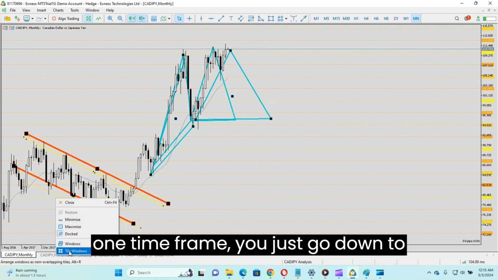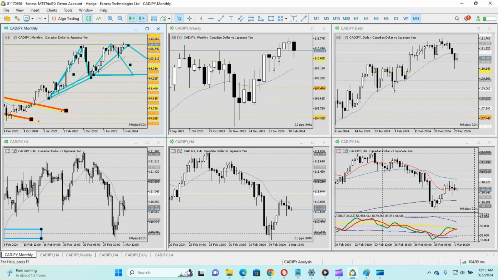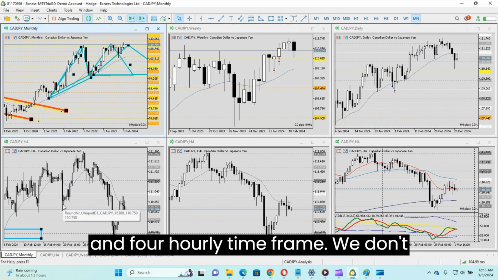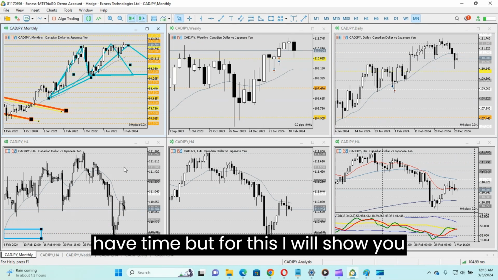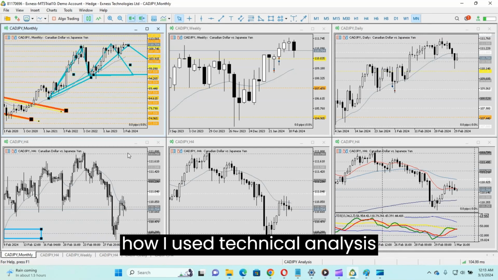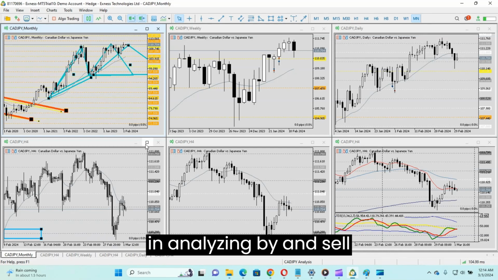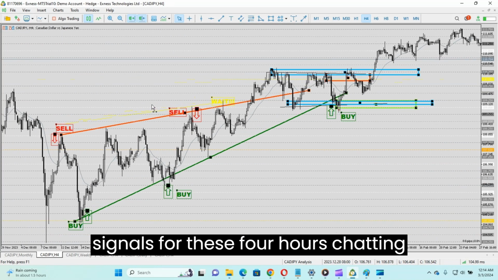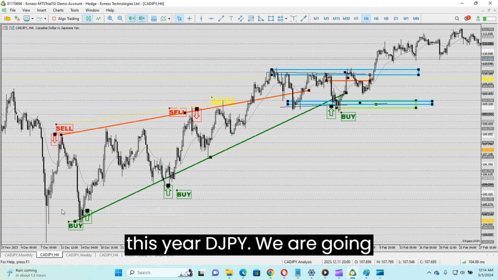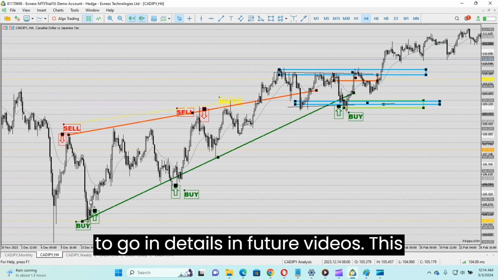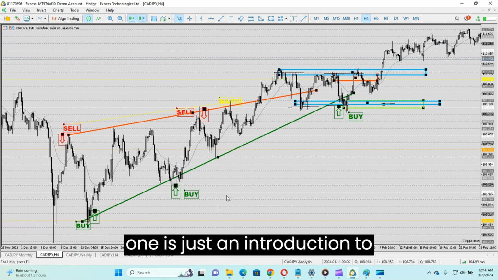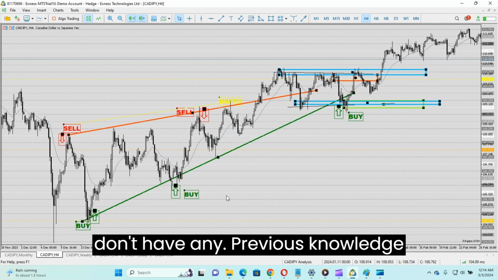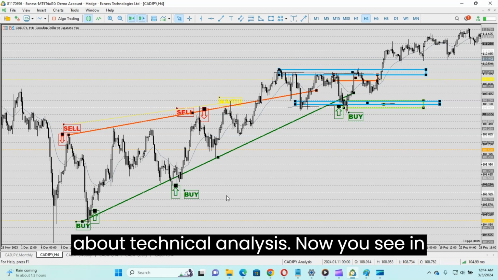Now you don't use one time frame, you just go down to even weekly, daily, and the 4 hourly time frame. We don't have time, but for this, I will show you how I use technical analysis in analyzing buy and sell signals for this 4 hours chart in DCA DJPY. We are going to go into details in future videos. This one is just an introduction to technical analysis for beginners who don't have any previous knowledge about technical analysis.